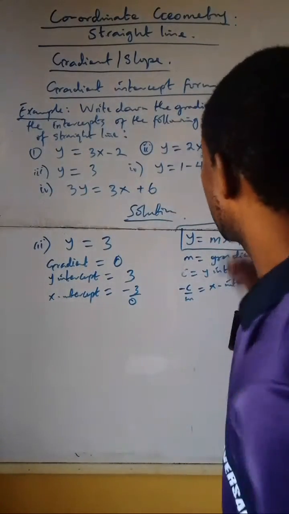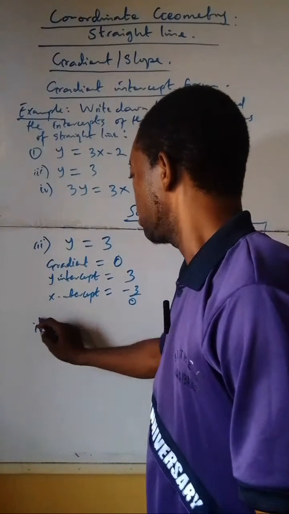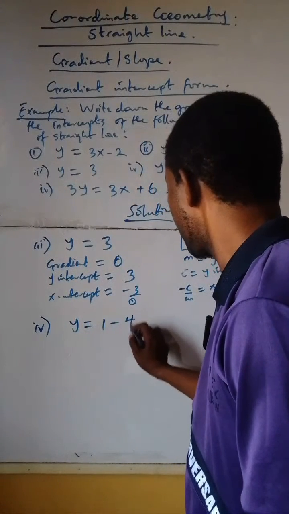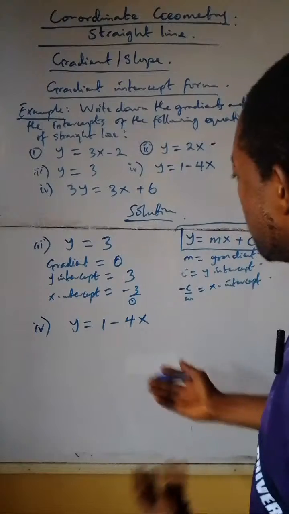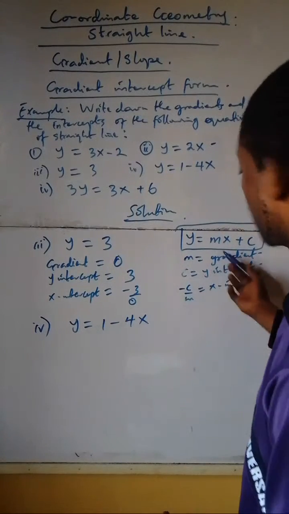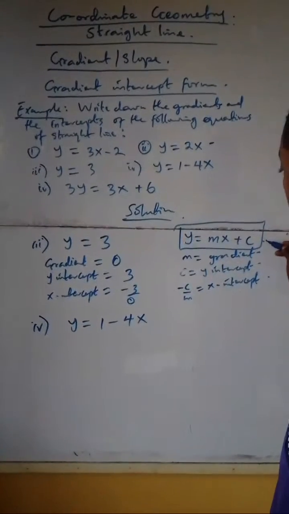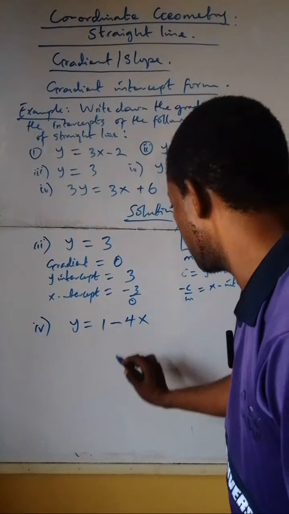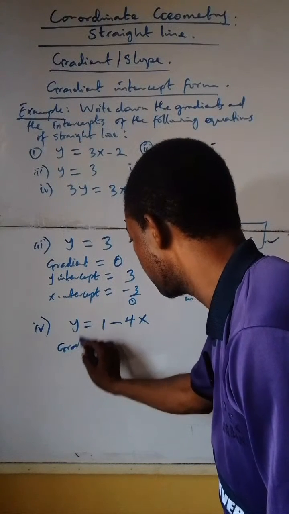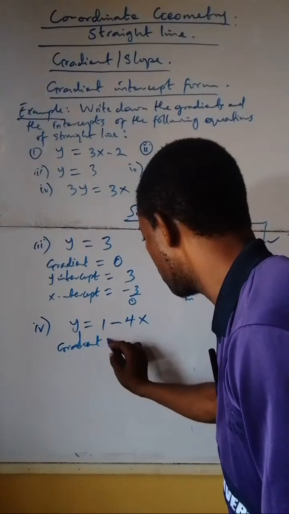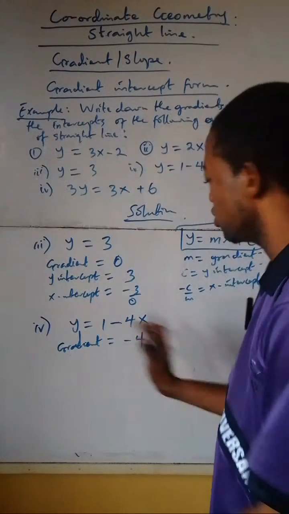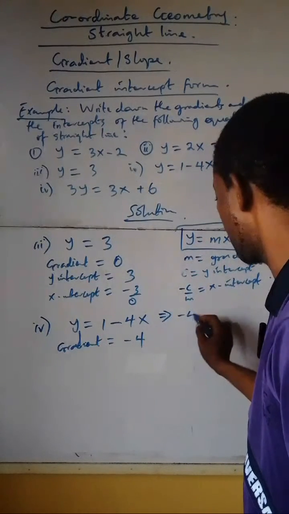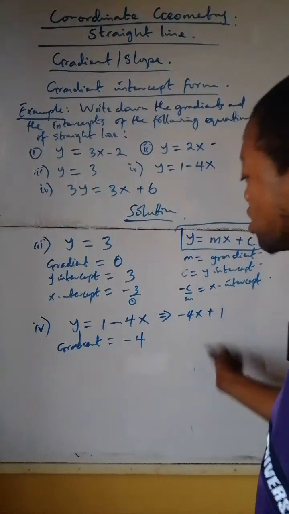So let's look at the next one, number 4. We have y equals 1 minus 4x. Now, when you look at this here, we already have y as the subject of the formula when we compare with the general gradient-intercept form. Therefore, the coefficient of x here is minus 4. So gradient here is equal to minus 4. We can even rearrange it and rewrite this as minus 4x plus 1. So it's still the same thing.